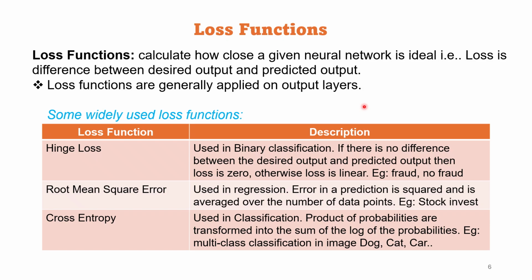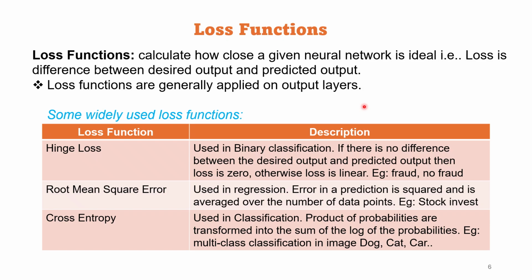In hinge loss, if there is no difference between the desired output and the predicted output, then loss is zero. Otherwise, loss is linear. In root mean square error, which is used in regression, error is predicted as squared and is averaged over the number of data points. This is similar to the root mean square RMS formula which we use in mathematics.